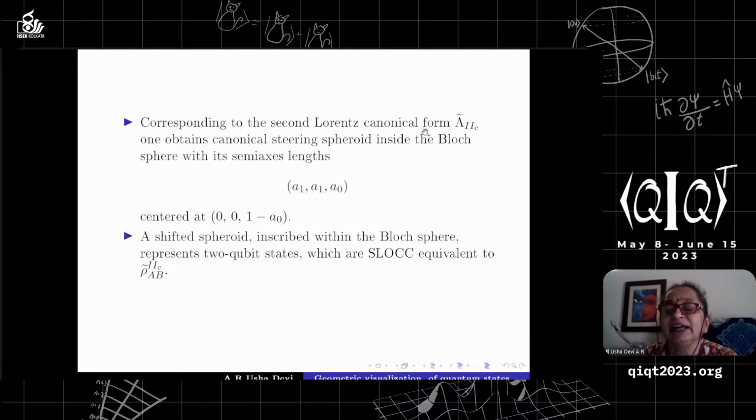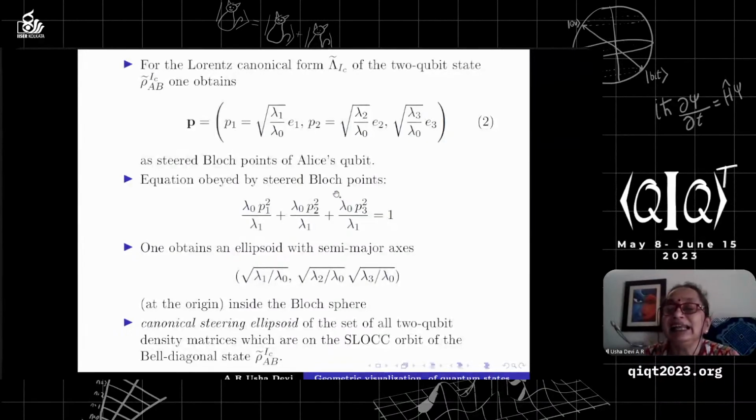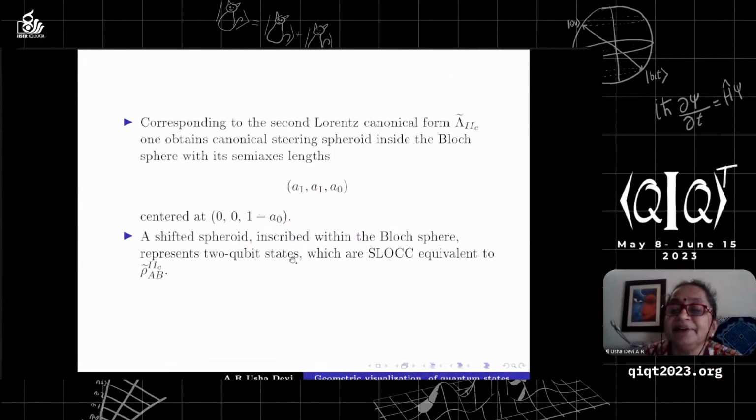So now, if I take the second Lorentz canonical form, where the density matrix is not diagonal and has an off-diagonal form, then again I get a similar structure. That is, I collect all these steered vectors of Alice after Bob does a projective valued measurement. I notice that it forms a spheroid, where A1 appears twice. These are the semi-axis lengths. So I find that it is centered at a different point.